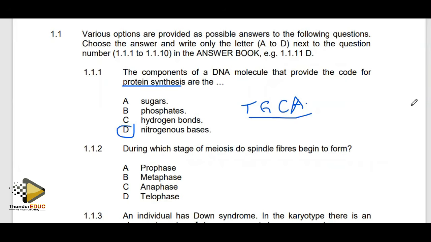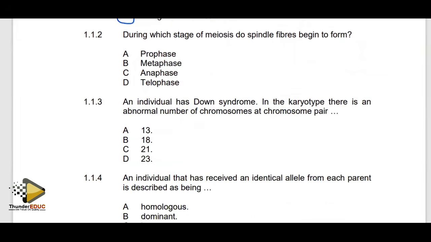1.1.2: during which stage of meiosis do spindle fibers begin to form? The spindle fibers always begin to form in the preparation phase, which we call prophase. So it means that the answer is going to be A. I'll explain more when we go to other sections.